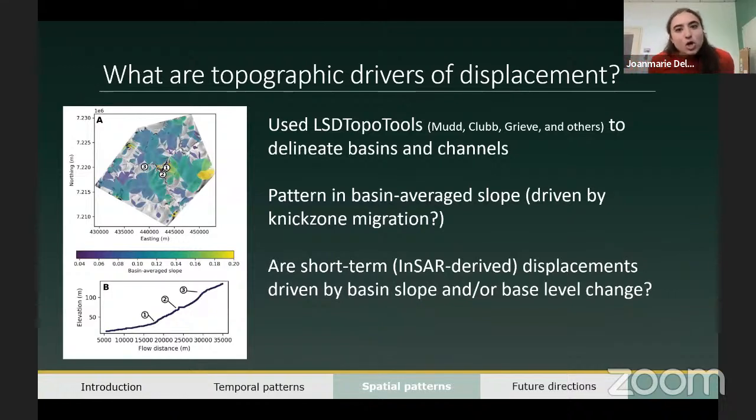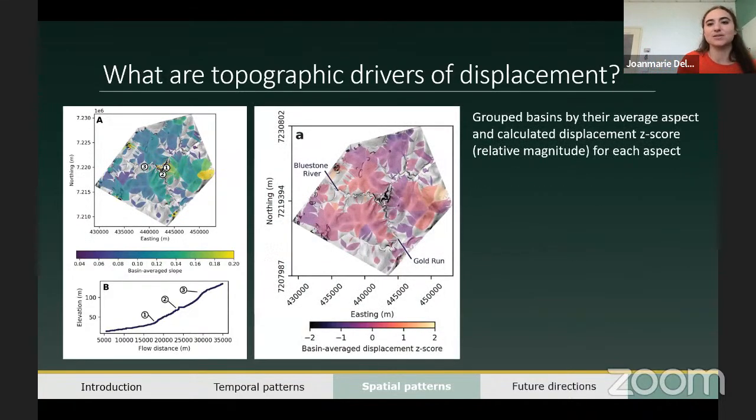So I used LSDTopoTools to delineate watershed basins and channels. And what I noticed was that there are portions of the landscape that seem to be responding to maybe some sort of passing knickpoint. Some base level change signal is going through this landscape. We've got some convexities in the stream profiles. We've got steeper slopes in some places. Maybe there's a short-term InSAR displacement signature that might connect to some of these steeper or less steep hillslopes.